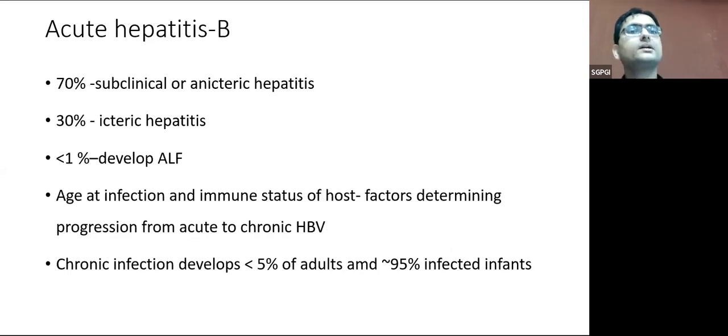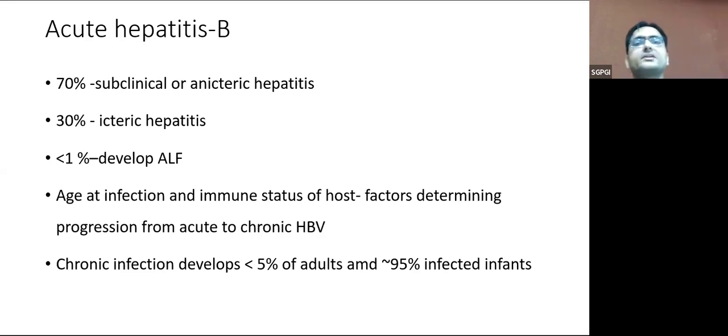So as already told, 70% of the cases are usually anicteric hepatitis, and those who develop icterus will be around 30%, and only a proportion that is less than 1% will develop acute liver failure, which is a good thing because we know that acute liver failure is a very deadly illness and prognosis is very poor if not managed properly. And even with proper management, some patients may not survive without liver transplant.